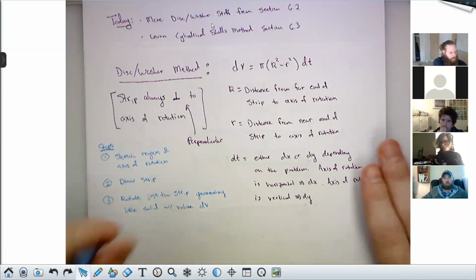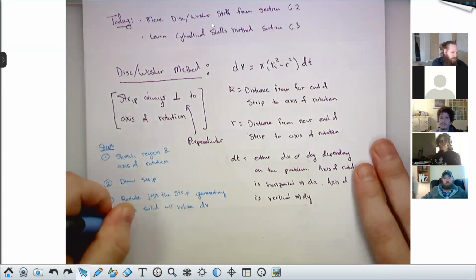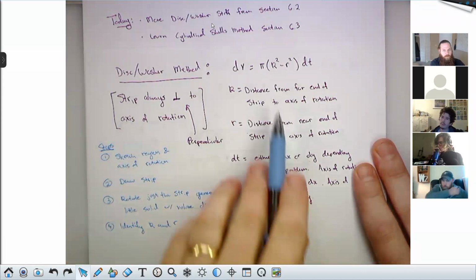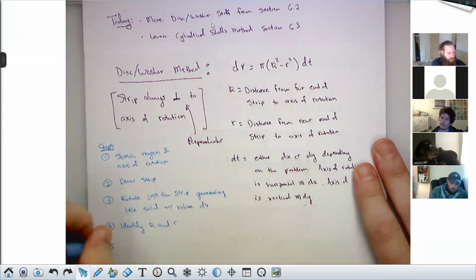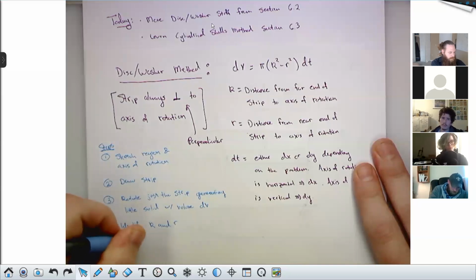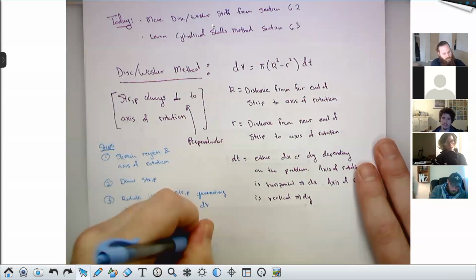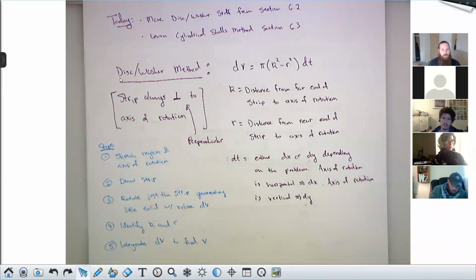And then we need to identify big R and little r according to the rules here. And then you integrate dV, integrate that little differential volume to find V, the volume of the full solid. But really all the magic is in this purple stuff here. You have to remember how to find big R, how to find little r. That's the hard stuff. Once you have those, in terms of the appropriate variable, you plug them into this formula. Remember that dt will always be one of dx or dy, depending on the problem.